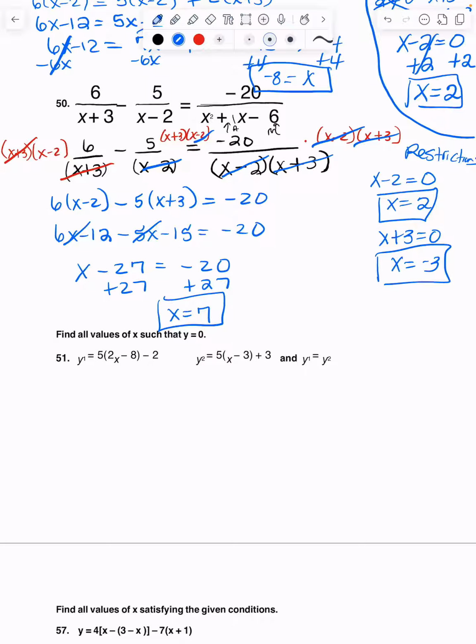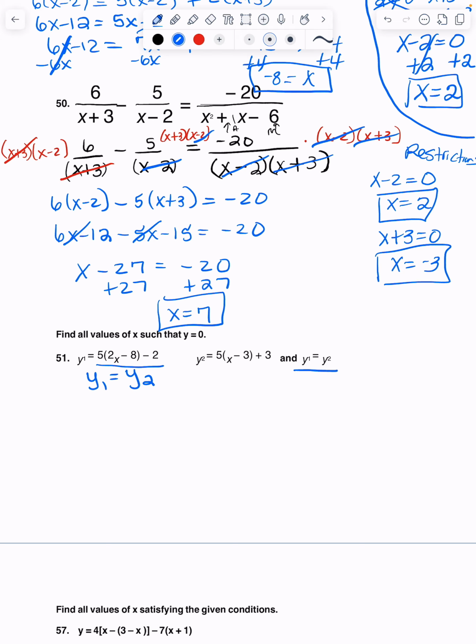All right, look at the next type of problem. It says find all values of x such that y equals 0, and it gives me what y1 is equal to, what y2 is equal to, and it asks me to solve y1 equals y2. So all we're really doing here is substitution. We have y1 equals y2, and we're going to replace y1 with what y1 equals to.